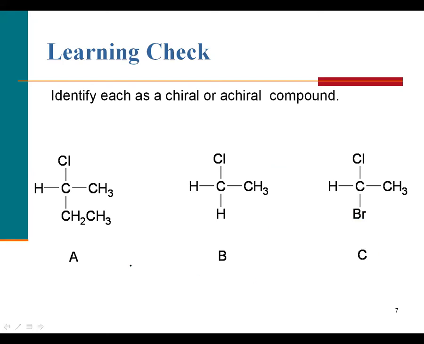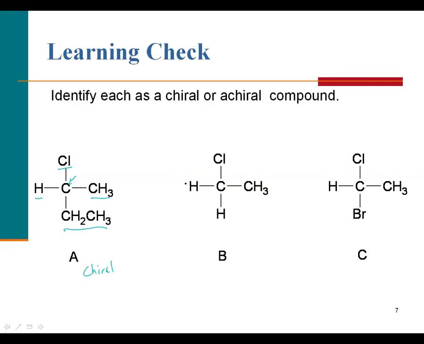All right, so again, if we're trying to determine if they're chiral or achiral, we want to look at the carbon here. This particular carbon has a chlorine, a hydrogen, a methyl group, and a two-carbon group, which is an ethyl group. So that is four different groups attached to that carbon, which would make it a chiral compound.